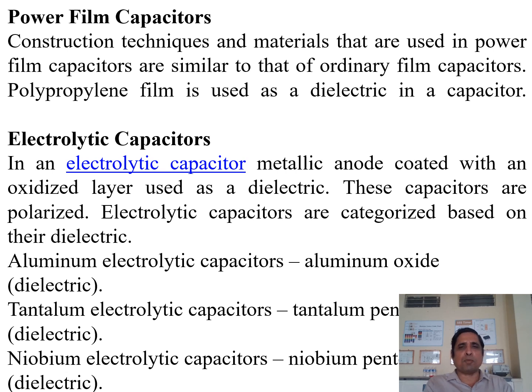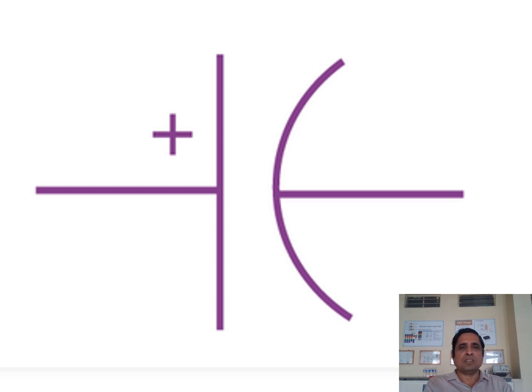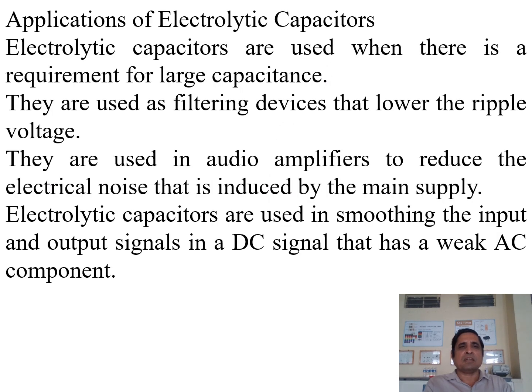As I have told, electrolytic capacitors are polarized capacitors. They have fixed positive and negative terminals. So as it is told, the positive terminal which is shown should be connected to the positive terminal. So these are polarized type capacitors. Then applications of electrolytic capacitors, they are used when there is a requirement of large capacitors. They are used in filtering devices. They are used in audio amplifiers. They are used in smoothing the input and output signals in DC signal.